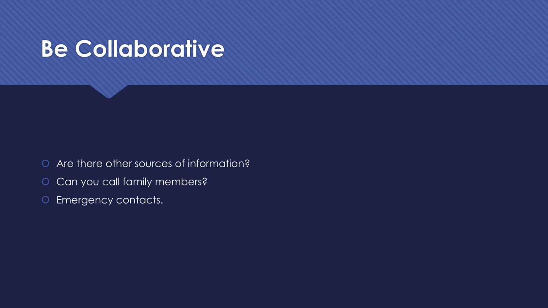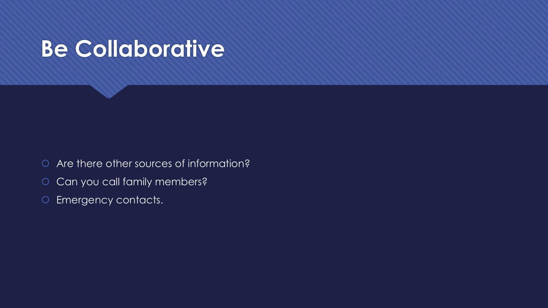Be collaborative. Work with your client with it. I'm transparent, and I say, look, I'm afraid you're thinking about suicide, or you told me you're thinking about suicide, and I'm afraid for your safety, right? So we work together that way. But are there other sources of information? So this is always easy when you're working with minors, right? Because I can talk to mom and dad or teachers or whomever. Can you call family members?